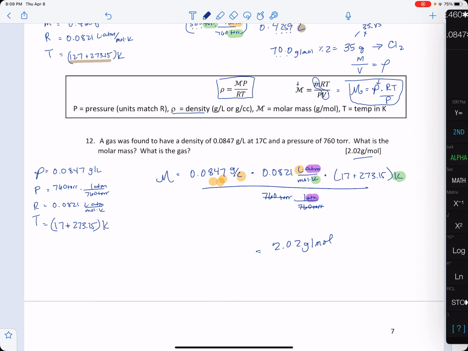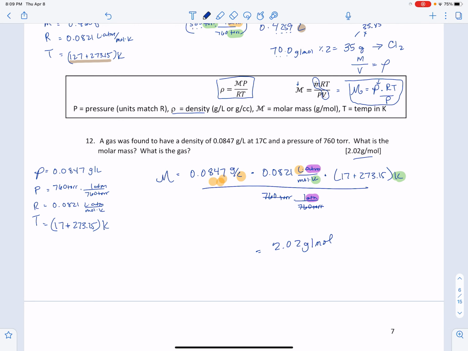It wants to know, what is the gas? Well, it doesn't tell you it's diatomic, but the only thing it could be is hydrogen. It's the only thing that's that small with that mass. H2, because each H is 1.01.